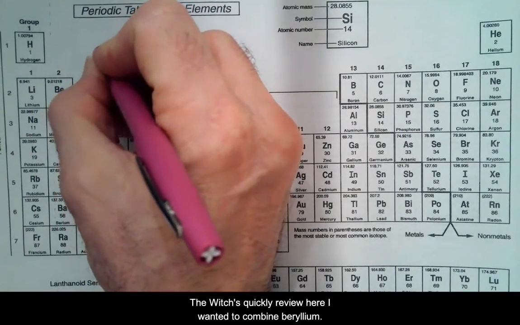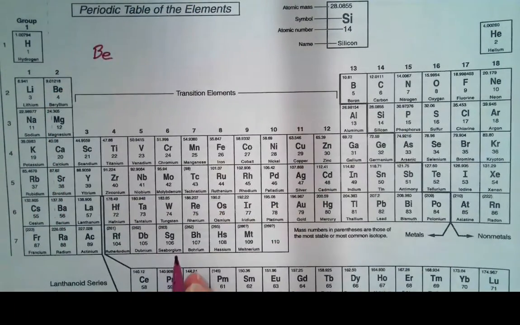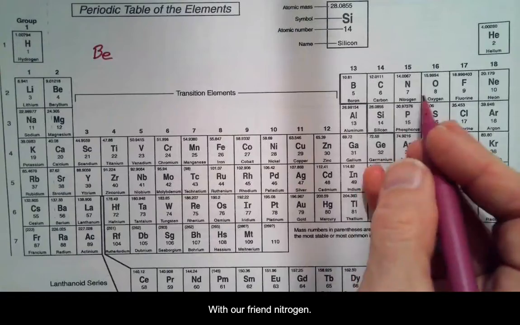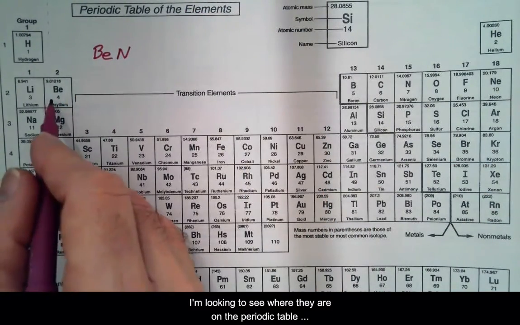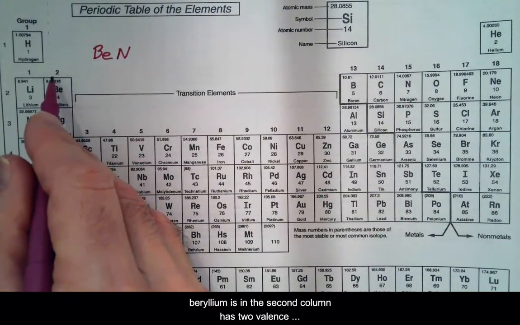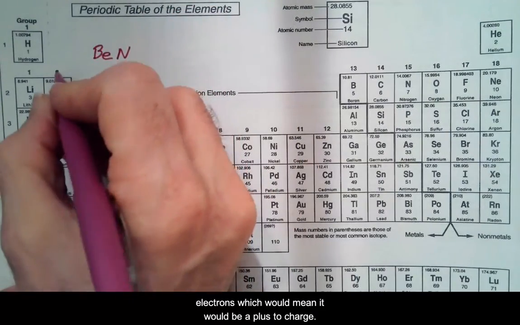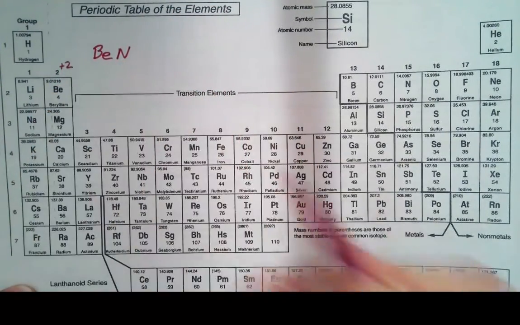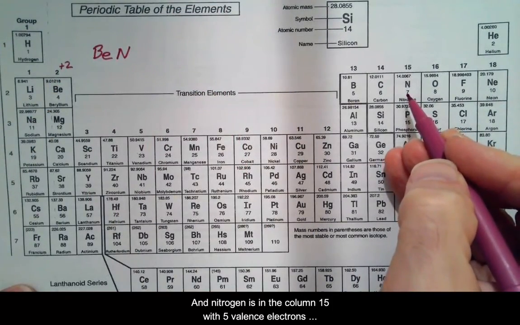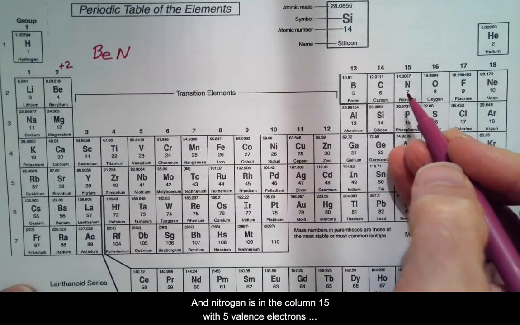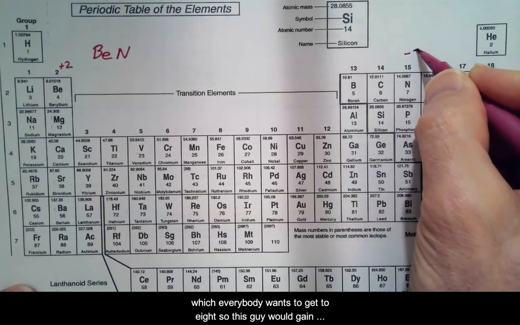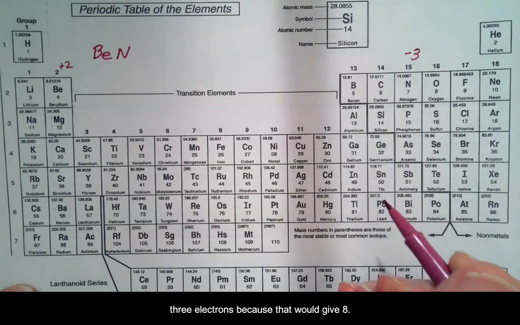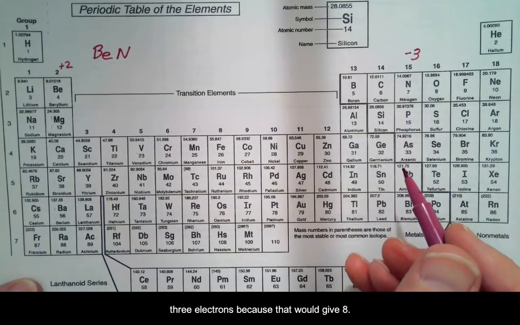If I wanted to combine beryllium with our friend nitrogen, I'd look and see where they are on the periodic table. Beryllium is in the second column, has 2 valence electrons, which would mean it would be a +2 charge. And nitrogen is in column 15 with 5 valence electrons, which everybody wants to get to 8. So this guy would gain 3 electrons because that would give it 8.